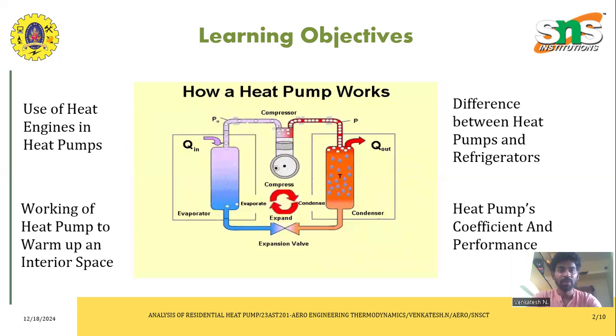This diagram explains the working principle of a heat pump. The components of the heat pump are the evaporator, condenser, expansion valve, and compressor. In this image, the heat supplied is at the inlet section, the outlet section is there, and the compressor part is there.